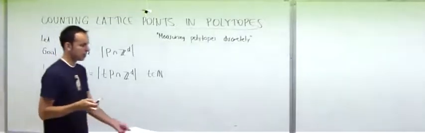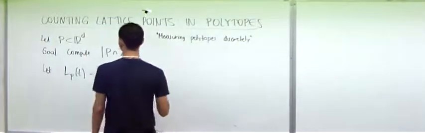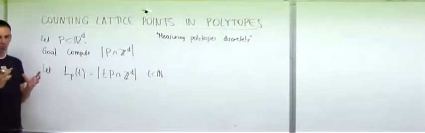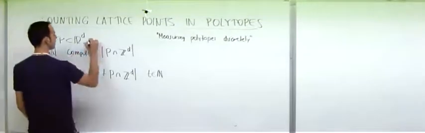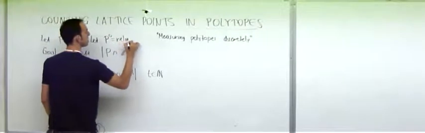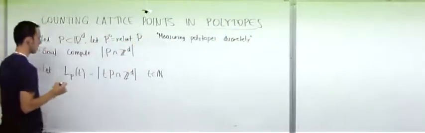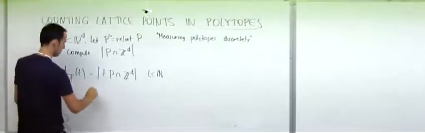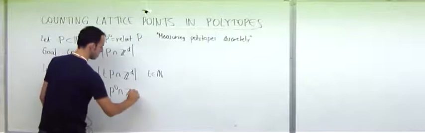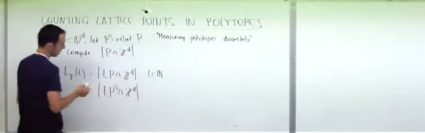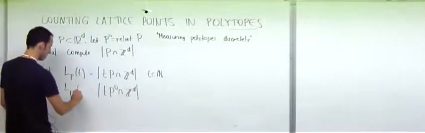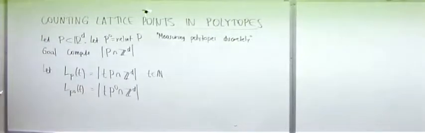Now, another thing that we're going to be interested in is computing the lattice points that are in the interior of P. So the boundary doesn't count, just the interior. Let's denote that by P with a little circle, which is the relative interior of P. And then we can count how many lattice points are in the interior of the t-fold scaled version. I'm going to call this L sub P interior of t.